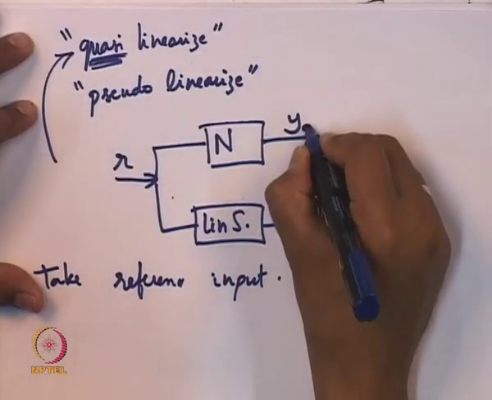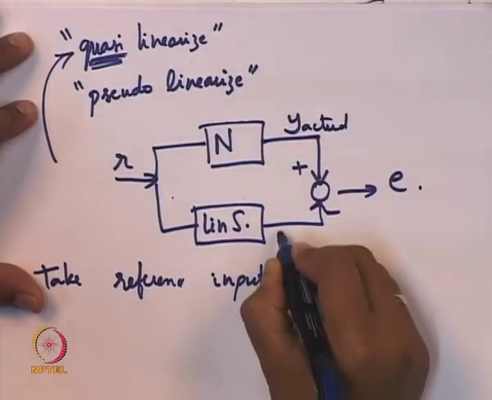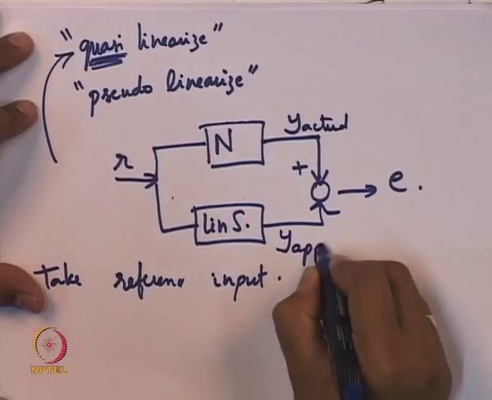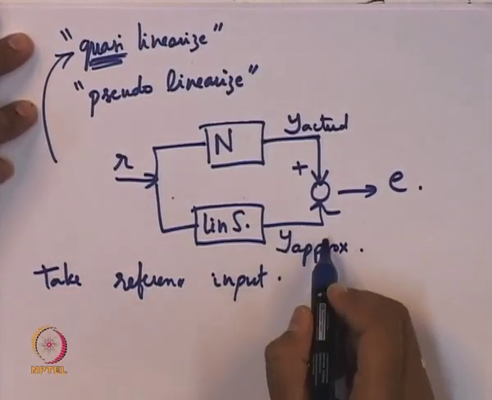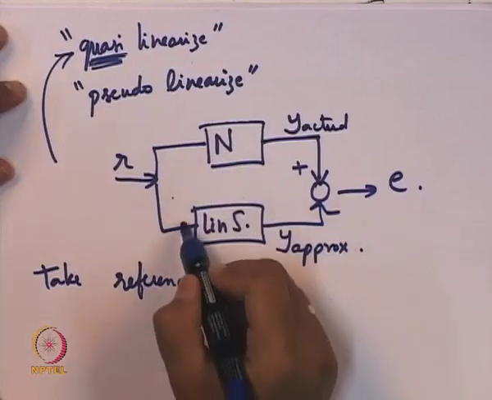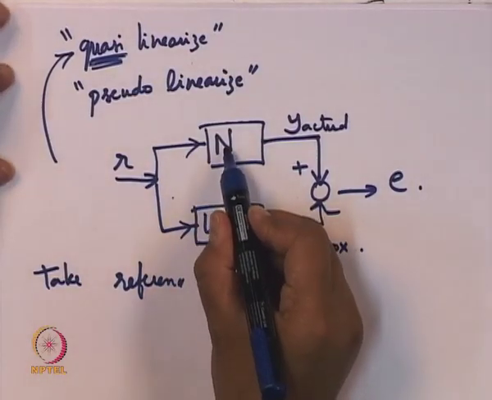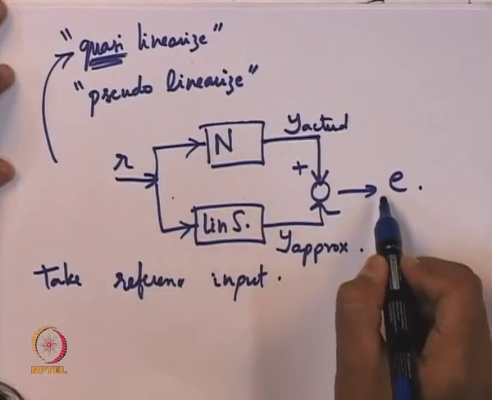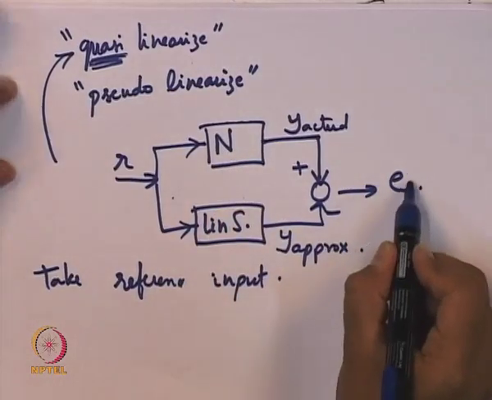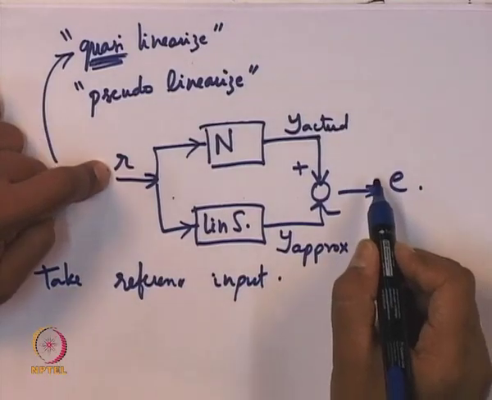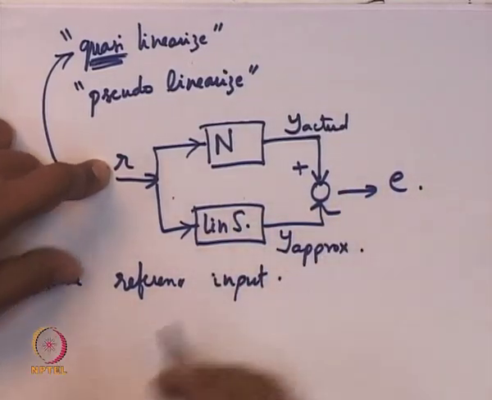This is y actual, this is y approx. What is approx about it? Because we are trying to find a linear system approximation to the nonlinear system such that this error e is minimized. Minimized in what sense? At every time instant or some total? That is what we are going to see now.